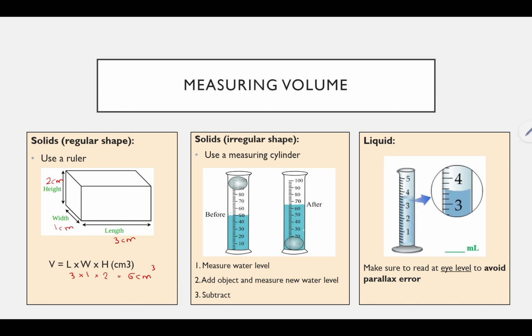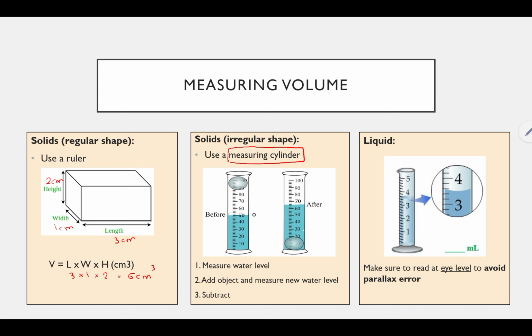What if I give you an irregularly shaped solid, such as, for example, a sharpener or a toy? How will you find the volume of that? It's very simple. I'll get a measuring cylinder. Do I need a ruler now? No, I do not need a ruler. I'll get a measuring cylinder.